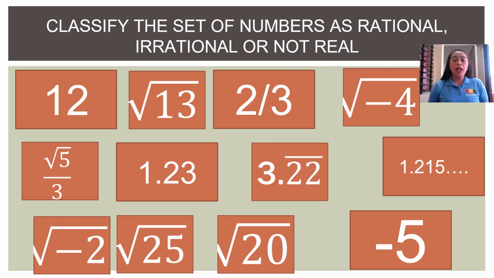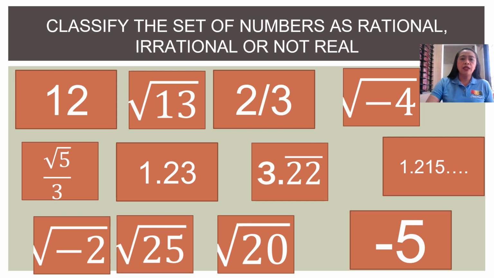So there are some classifications, not just the bones or the names of people. There are different classifications also for our numbers. These classifications of numbers we call the set of numbers. You have here rational numbers, irrational numbers, real numbers, and not real numbers. So we have here some set of numbers. We can classify them as rational, irrational, or not real.